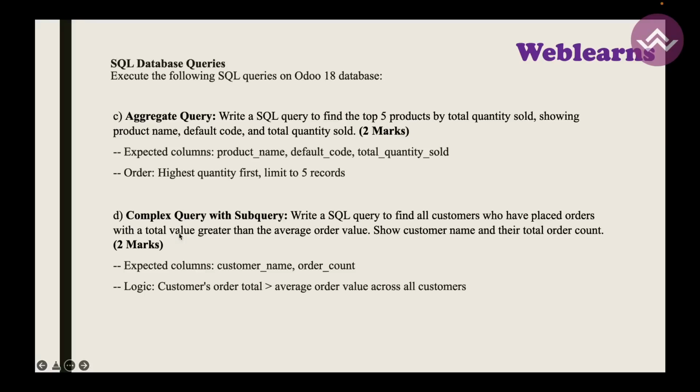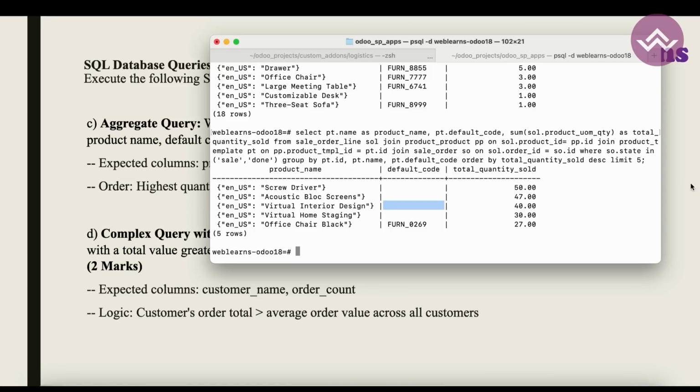Let's see, write a SQL query to find all customers who have placed orders with a total value greater than the average order value, showing customer name and their total order count. So the expected columns are customer name, order count, and the logic is customers whose order total is greater than the average order value across all customers.